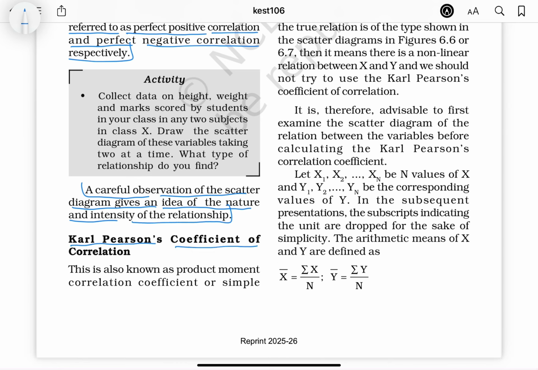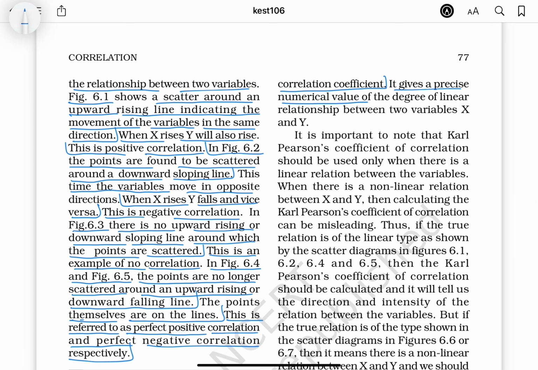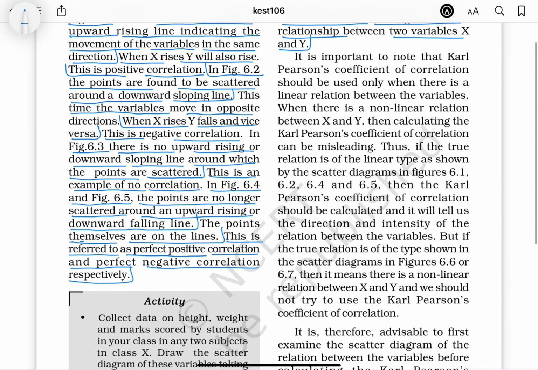Karl Pearson's coefficient of correlation. This is also known as product moment correlation coefficient or simple correlation coefficient. It gives a precise numerical value of the degree of linear relationship between two variables x and y. It is important to note that Karl Pearson's coefficient of correlation should be used only when there is a linear relation between the variables. When there is a non-linear relation between x and y, then calculating Karl Pearson's coefficient of correlation can be misleading.